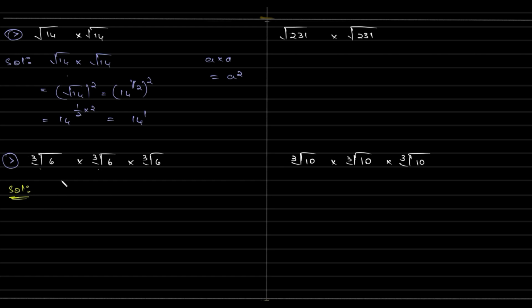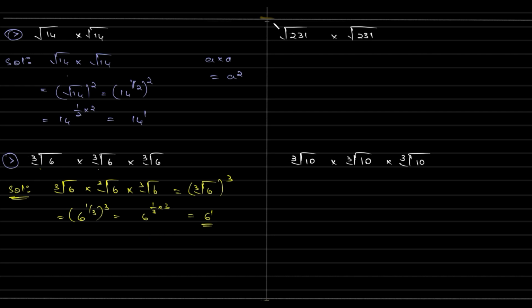Same three numbers being multiplied 3 times is nothing but, what is it? Yes, it is cube of that number. And third root, cube root of 6 cubed, 6 can be written as 6 to the power of 1 by 3 whole to the power of 3. So 6 to the power of 1 by 3 into 3, 3 gets cancelled, 6 to the power of 1.